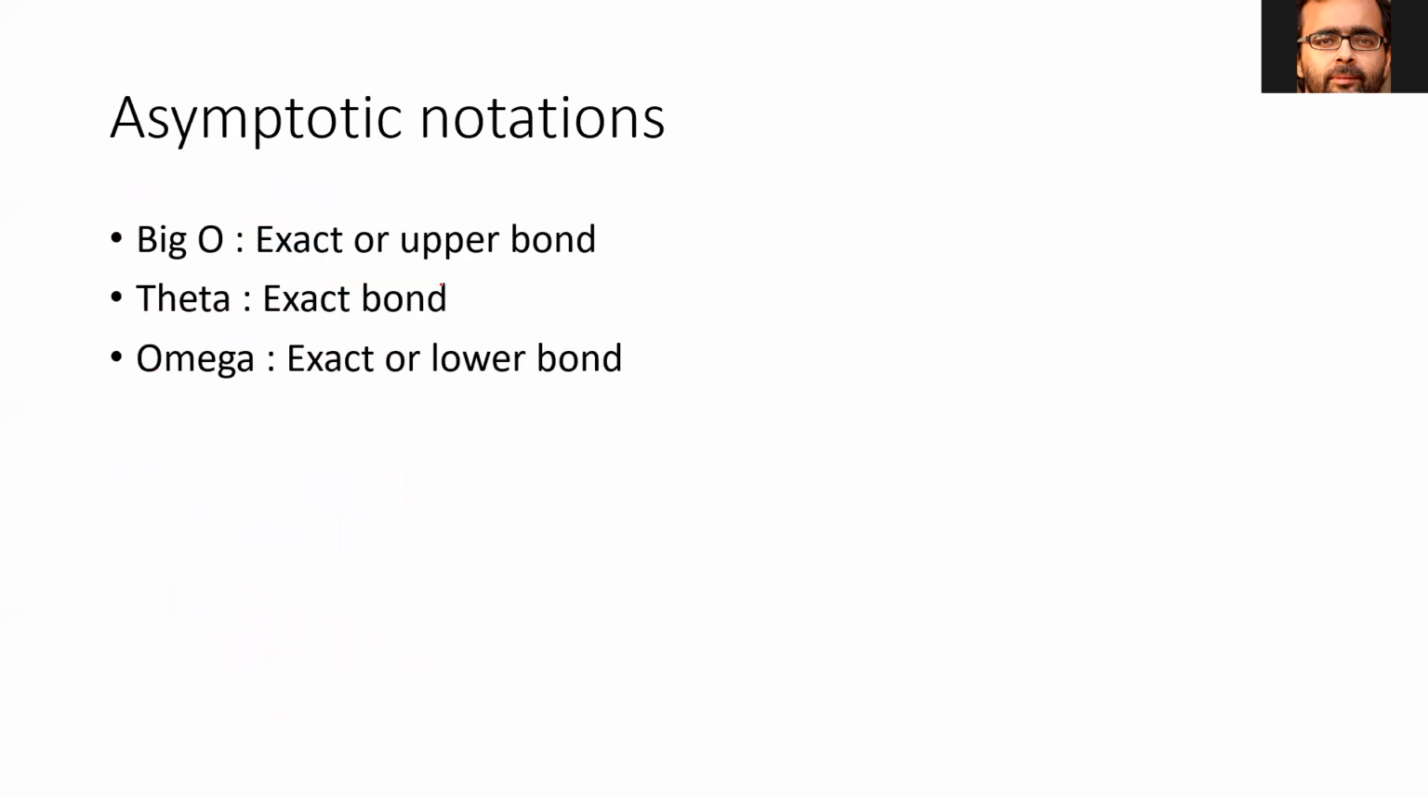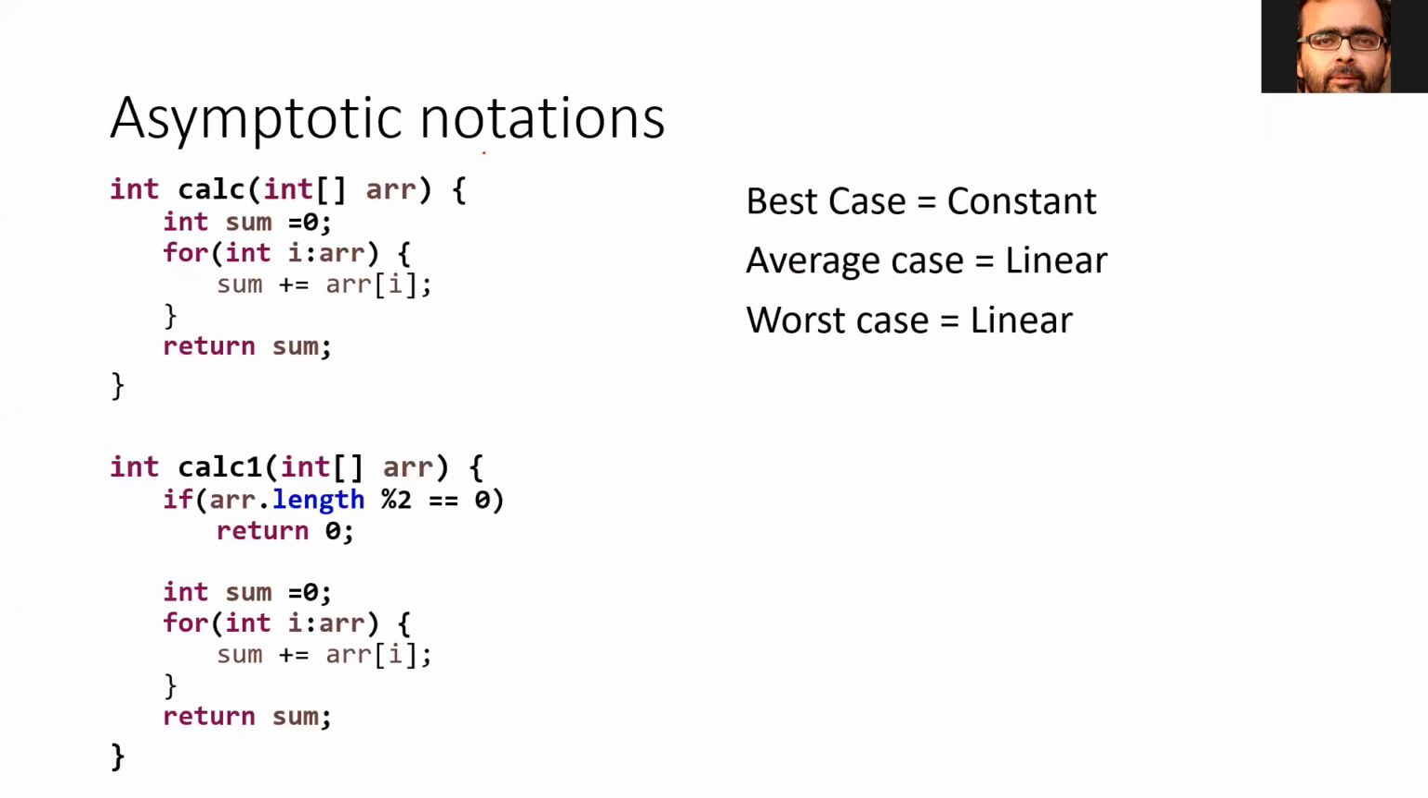Then we saw 3 asymptotic notations. One is the big O. Big O is represented like this. And we use it when we have an upper bound. Similarly, there is theta. Theta is represented like this. So when we have an exact bound, when we know that this algorithm is going to take exactly this much amount of time, we use theta.